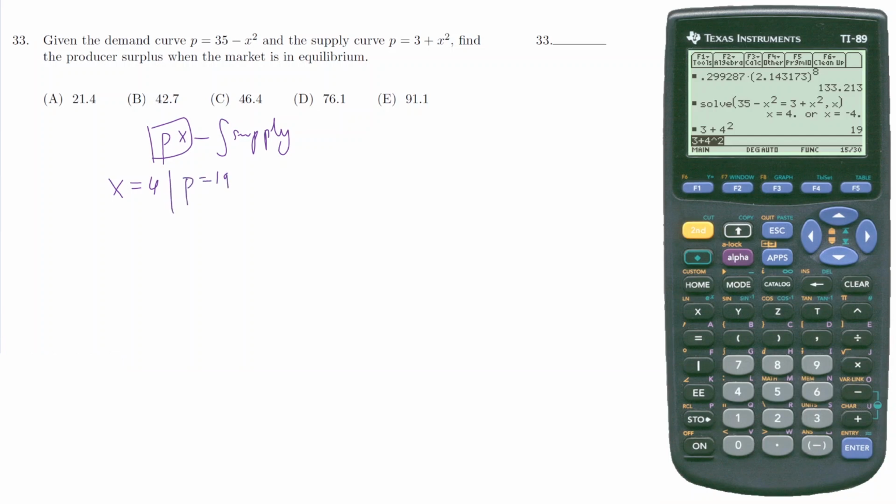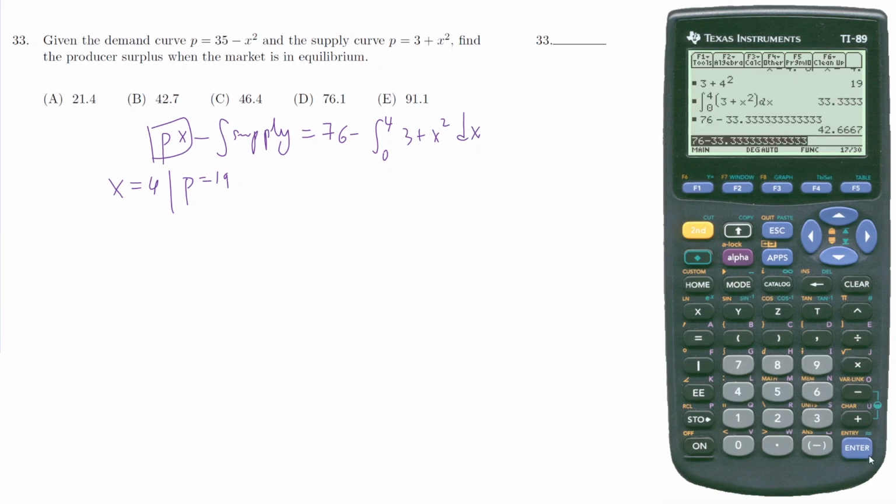Beautiful. So now, therefore, I have 76 minus the integral from 0 to 4 of the supply curve, which is 3 plus x squared dx. I don't want to solve anything myself because I have a calculator. Presumably it would have been easier to just solve it by hand, but screw it. So boom, I got 33.3, so 76 minus that. How much is that going to be equal to? 42.66, that's B. Great.